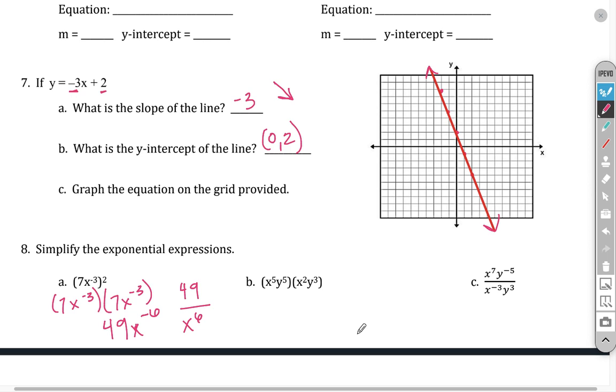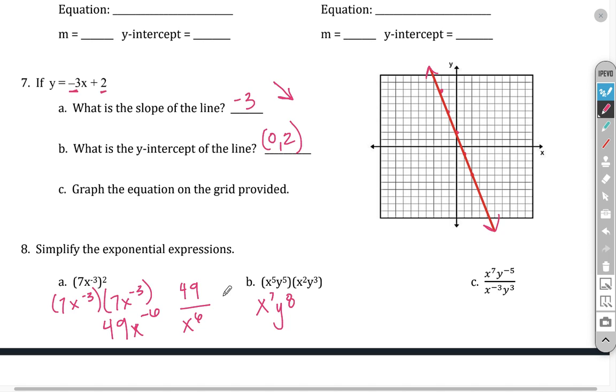All right, b. We're just going to add these exponents, right? So we have x to the 5th power, x to the 2nd power means we're going to have x to the 7th. Then y to the 5th power and y to the 3rd power means we're going to have y to the 8th. And those are positive, so we're fine with that, leaving it the way it is.